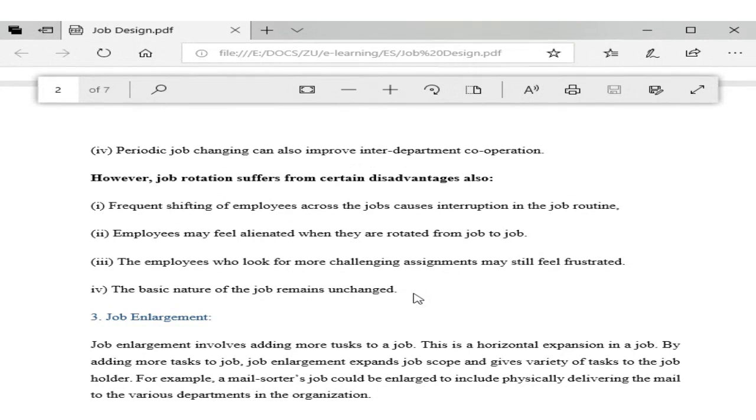Next, the employees who look for more challenging assignments may still be frustrated. It's not that challenging. You're doing the same job, so it is not yet challenging. And the basic nature of the job remains unchanged. That's why we are talking about the nature remaining the same, jobs of the same nature.